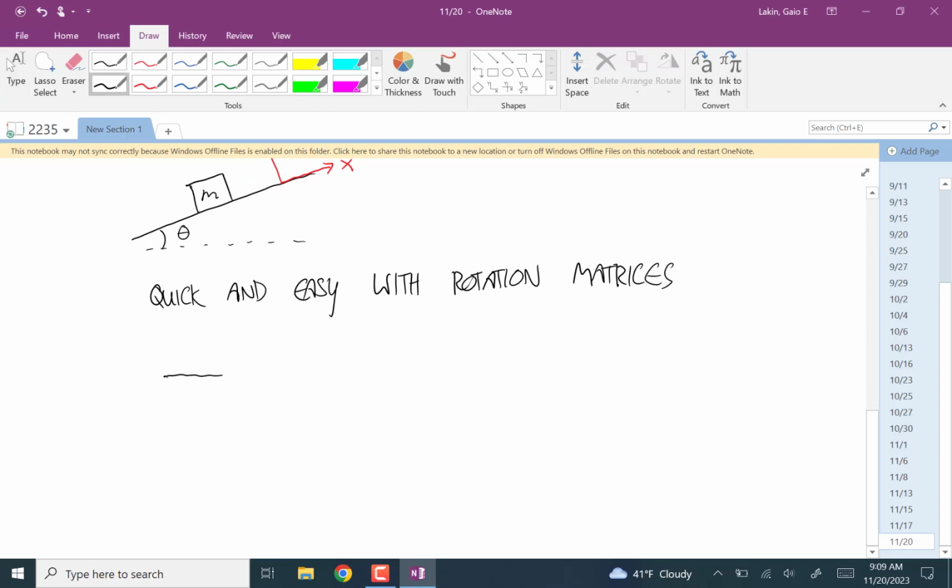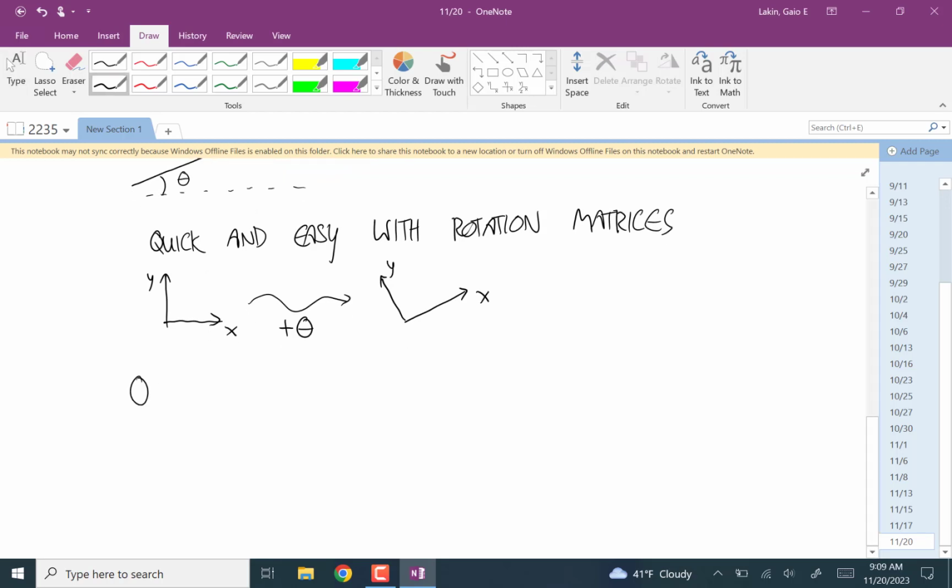So if you're going from a coordinate system like this to a coordinate system like this, then that angle is positive theta. With the ramp facing this way, it would be negative theta if the ramp was facing the other way. And then your rotation matrix is cosine of theta, sine of theta, negative sine of theta, cosine of theta.